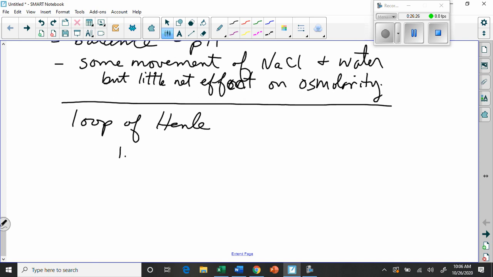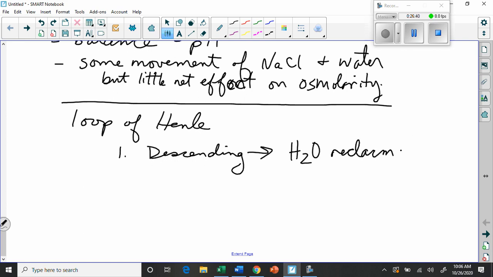And it has, let's call it, the descending side, the descending loop. What's happening here is water reclamation. Water is being pulled in, and it's due to the increasing osmolarity of the tissues around. Okay? Let's just put osmolarity.